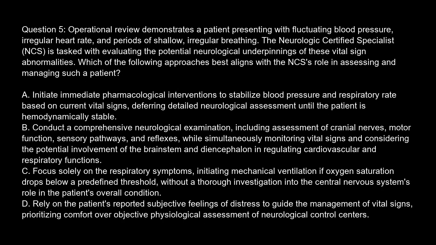Question 5. Operational review demonstrates a patient presenting with fluctuating blood pressure, irregular heart rate, and periods of shallow, irregular breathing. The Neurologic Certified Specialist, NCS, is tasked with evaluating the potential neurological underpinnings of these vital sign abnormalities. Which of the following approaches best aligns with the NCS's role in assessing and managing such a patient? Option A. Initiate immediate pharmacological interventions to stabilize blood pressure and respiratory rate based on current vital signs, deferring detailed neurological assessment until the patient is hemodynamically stable.